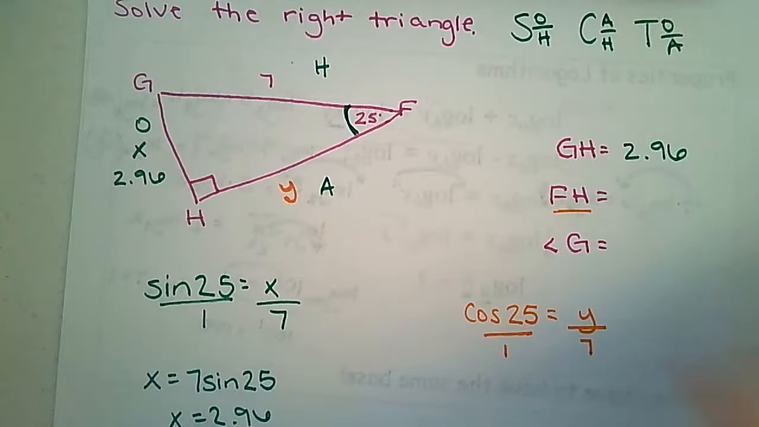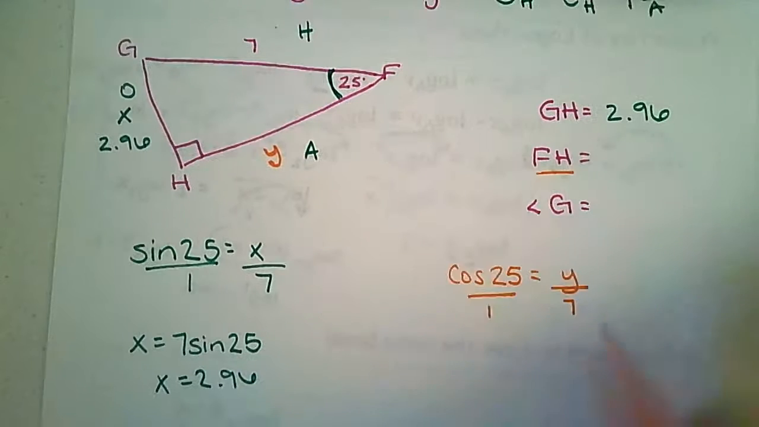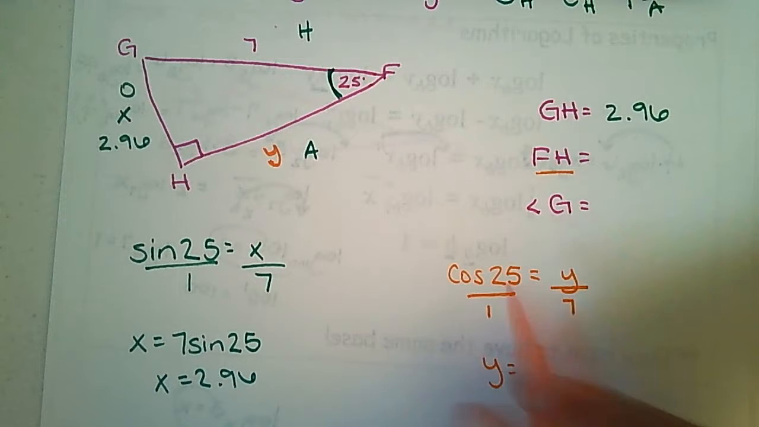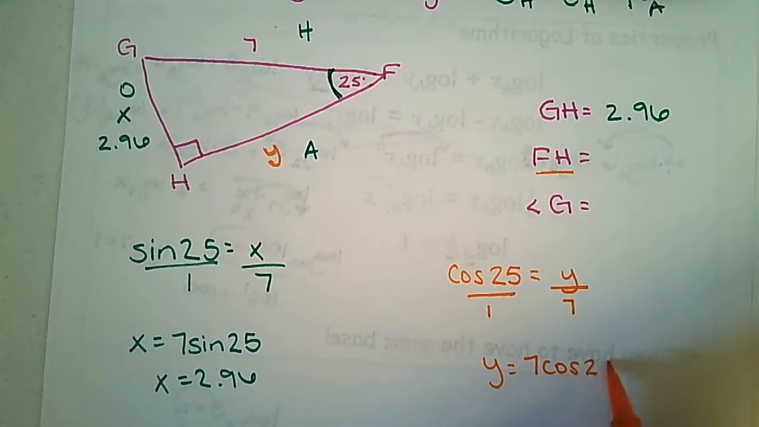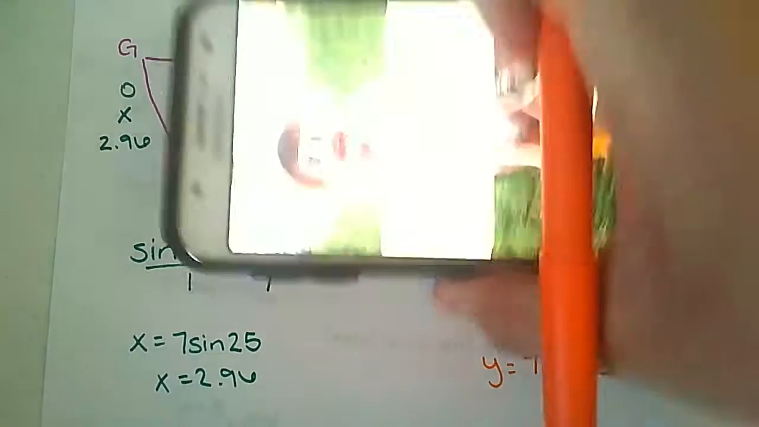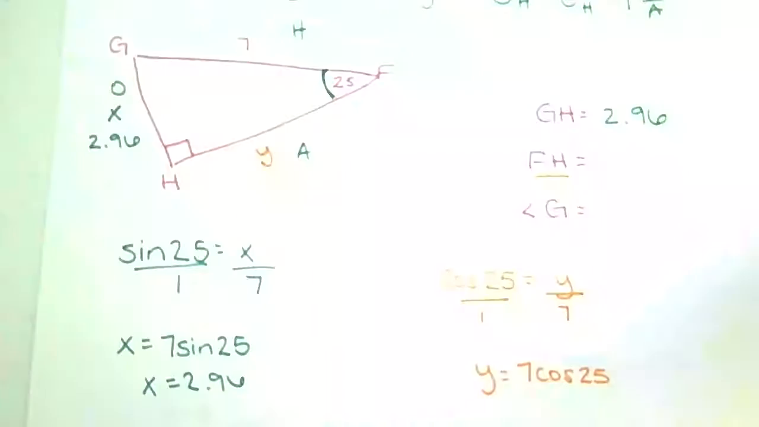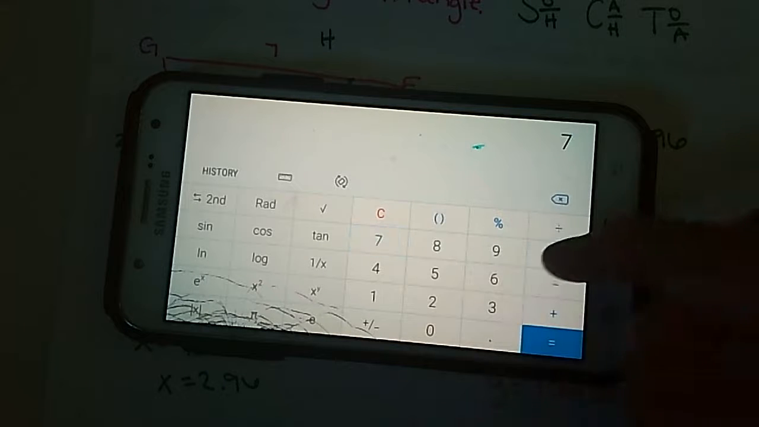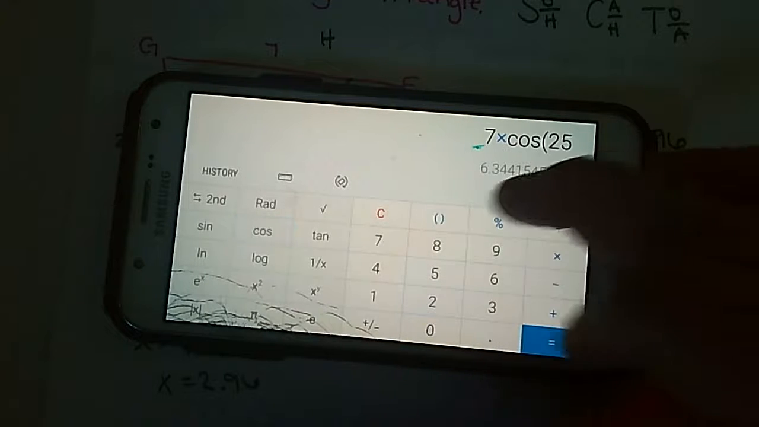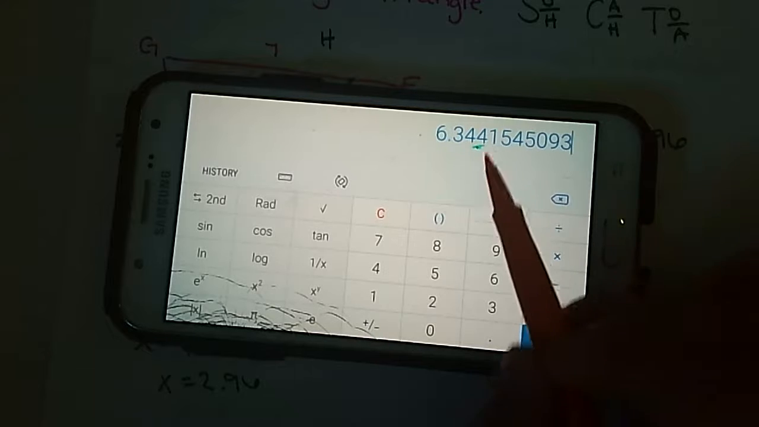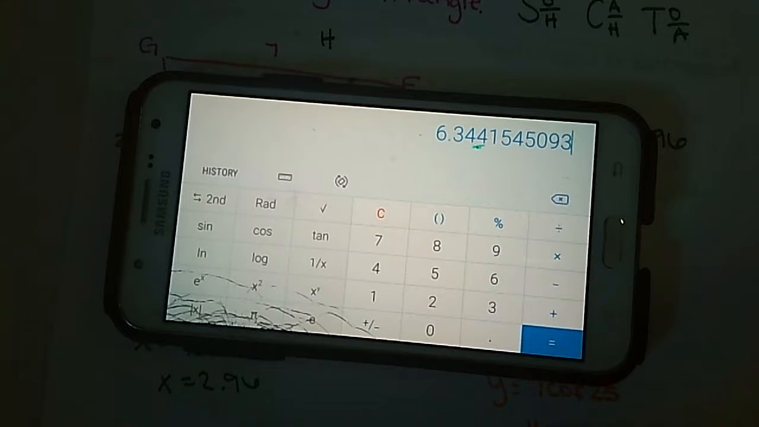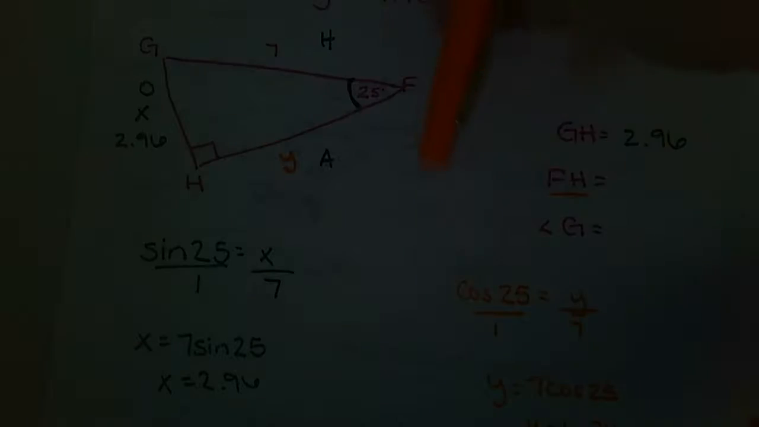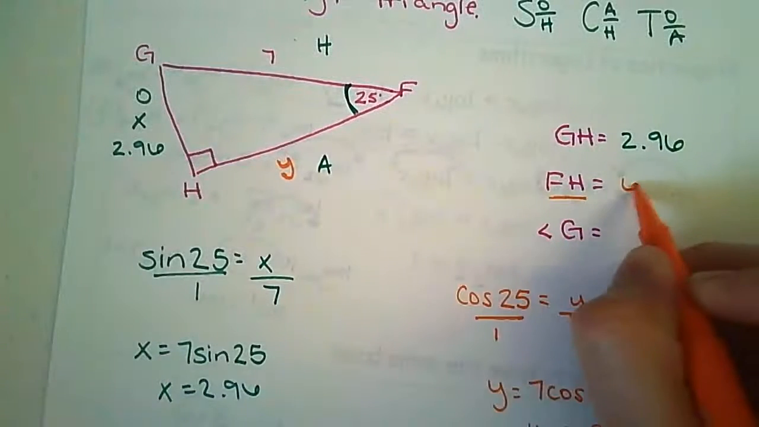And again, I'm going to do my cross multiplication. So I'm going to have 1y equals 7 times the cosine of 25. And again, notice y is all by itself, so all I need to do is type this in. So I have 7 times the cosine of 25. And it's not going to round up this time, so it looks like I will have 6.34 for my side length. So FH is 6.34.